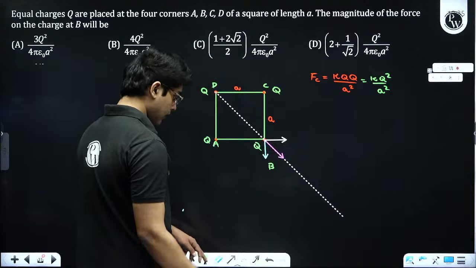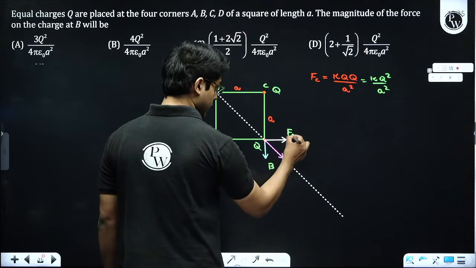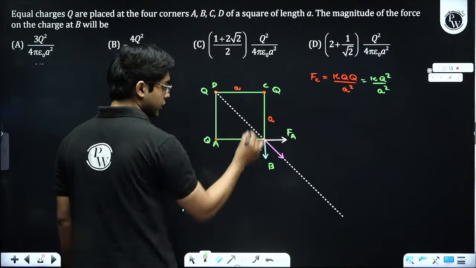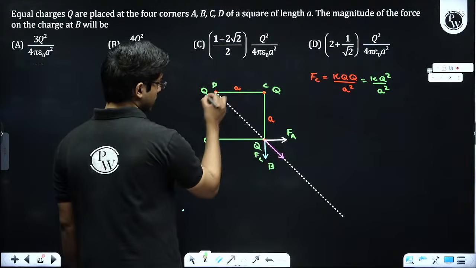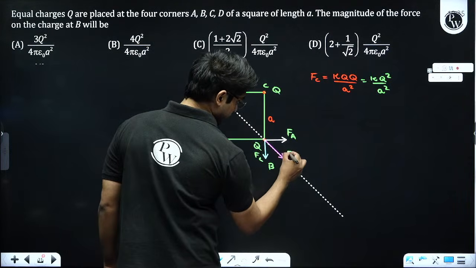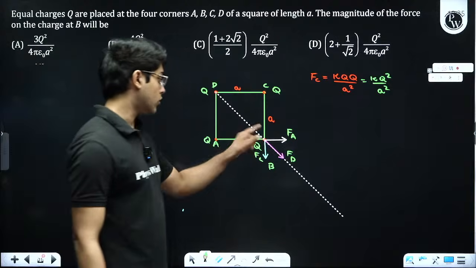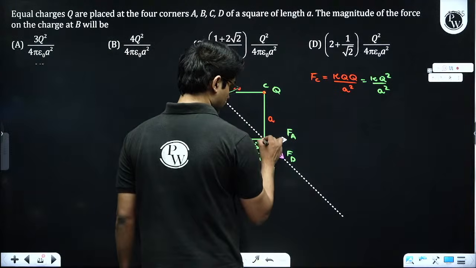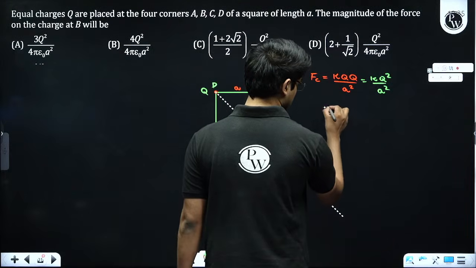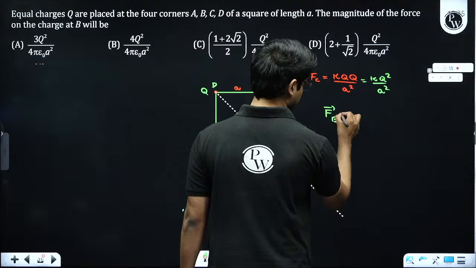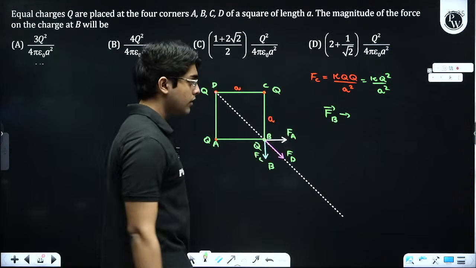So this is the force of repulsion due to A, which I am calling Fa. This is the force of repulsion due to C, which I am calling Fc. And this is the force of repulsion due to D, which I am calling Fd. Now, if you want the net force on charge B, you just have to add A, C and D vectorially.